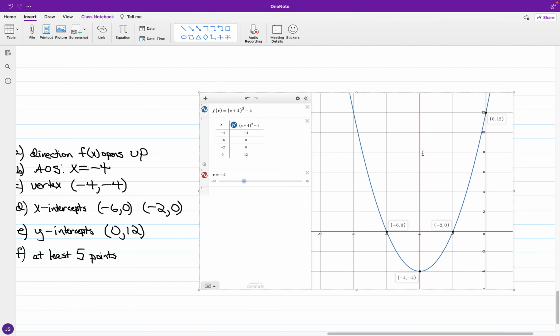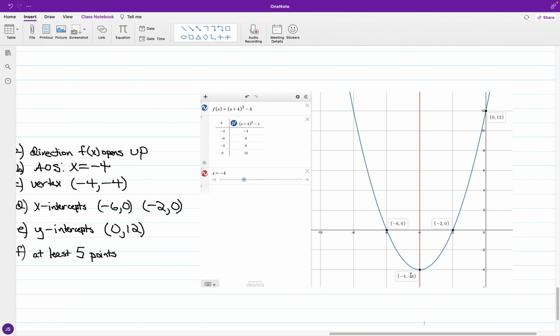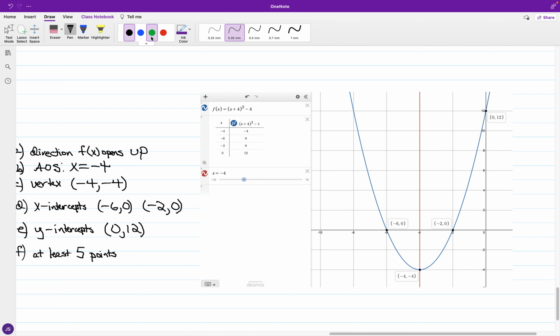Okay, all right. So you had the axis of symmetry, the red line. You have x equal to -4. And you've got the vertex located at -4, -4. X-intercepts, you have -2, 0 and -6, 0. And we have the y-intercept at 0, 12. And if you notice, for the x-intercepts, you have -2, 0 and -6, 0, and they are equidistant from the axis of symmetry, which we have at x equal to -4.